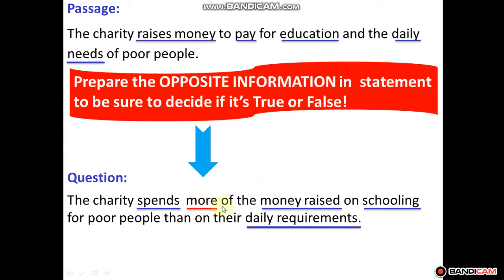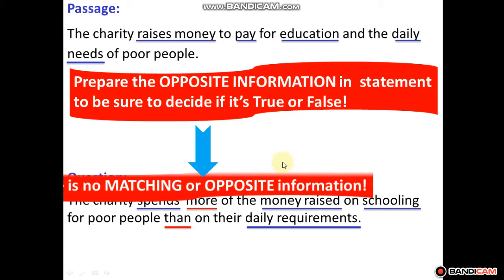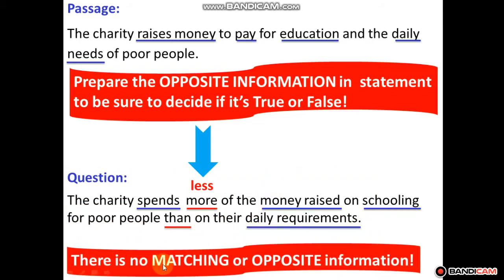In fact, here we have more. Well, you should look for the opposite of it, that is less. That's what I mean, prepare the opposites. Well, do you find something like that here in the passage? Okay, then we have another one, than, in the question. And what I mean here is there is no matching or opposite information. Okay, we don't find this in the passage. You see that? We don't have anything like that.